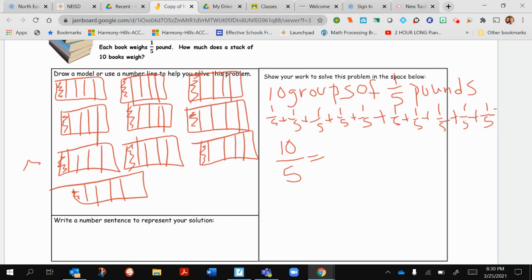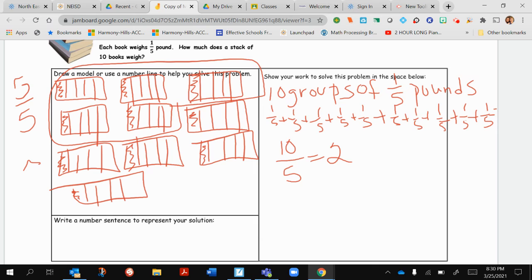5 goes into 10 how many times? 2 times. So I had my improper fraction, and I changed it, and it was a whole number. Remember, 5 out of 5 make a whole. So I need to have 1, 2, 3, 4, 5. So right here is 1 whole.